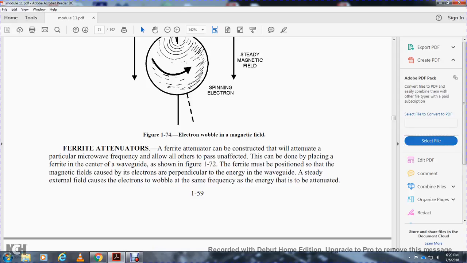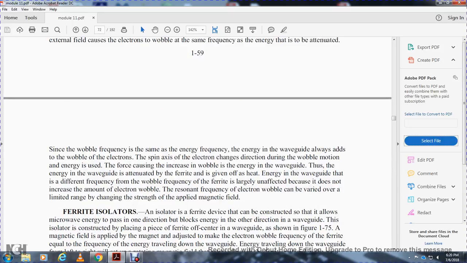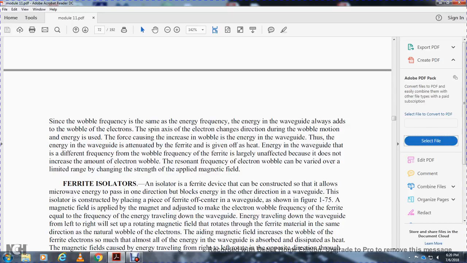The ferrite must be positioned so that the magnetic field is perpendicular with the energy of the waveguide. It is steady with the external field, causing the electron wobble to the same frequency as the energy to be actuated. Since the wobble frequency is the same as the energy frequency for the waveguide, it also adds to the wobble of the electron.